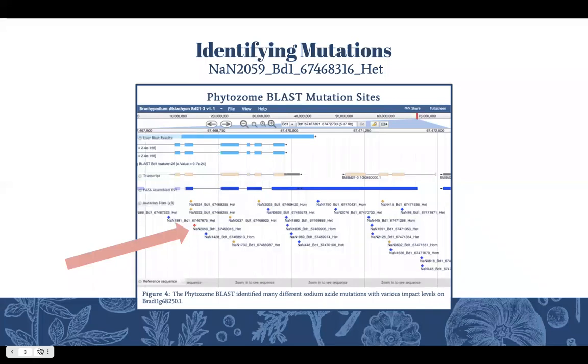Using Phytosome BLAST, we identified many mutations with varying levels of impact on gene expression. One mutation was selected for further analysis, as you can see highlighted by the red arrow here. This heterozygous mutation was a high-impact donor splice site mutation with a guanine nucleotide in place of a thymine. This mutation would potentially prevent the intron from being spliced out during transcription.